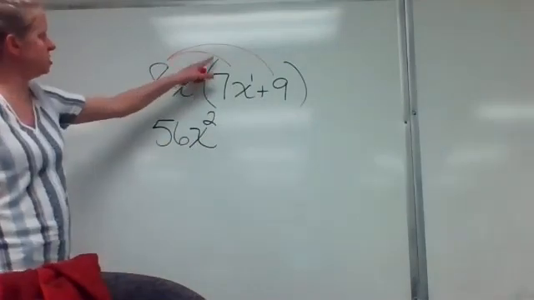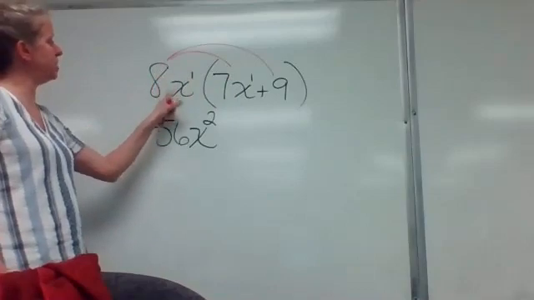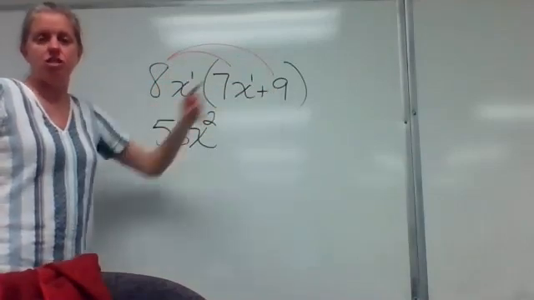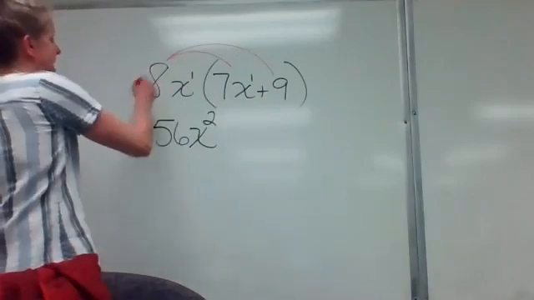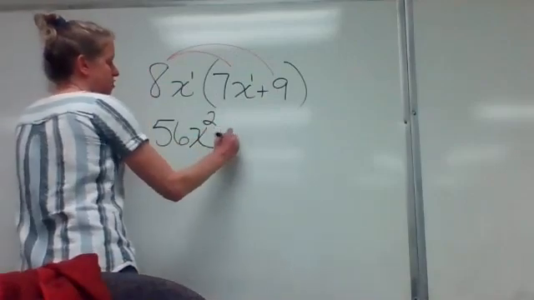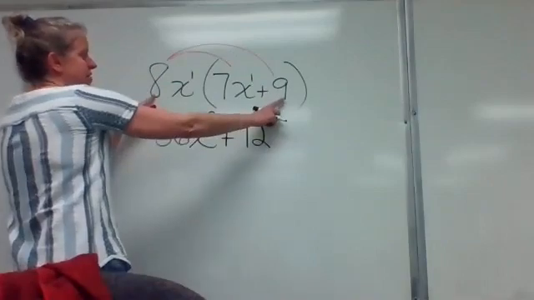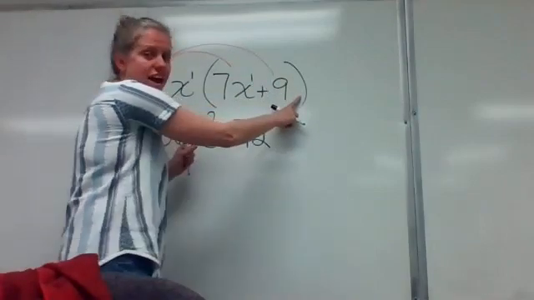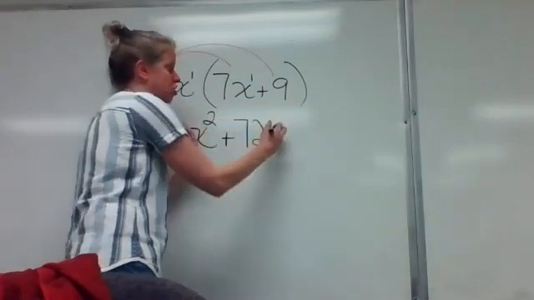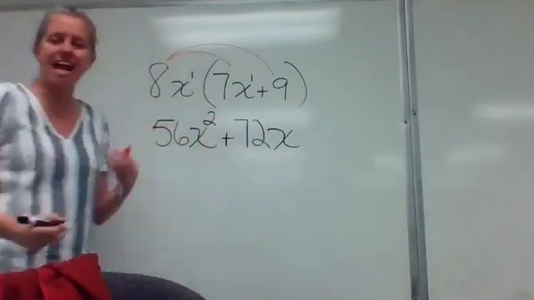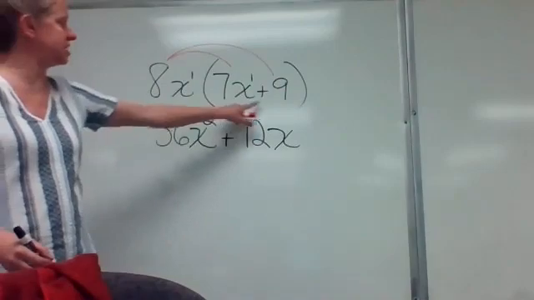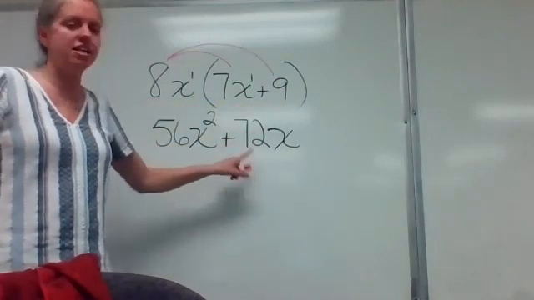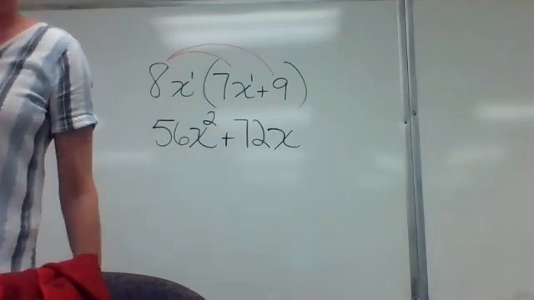So I distribute it to the 7x. Now I'm going to multiply this 8x times the 9. So the only thing I'm going to have here is the 8 times the 9, which gives me positive 72. Now I still have an x. I just don't have another x to add any exponents to me. So that just means it just stays at x. You've got 8x times positive 9, 72x.